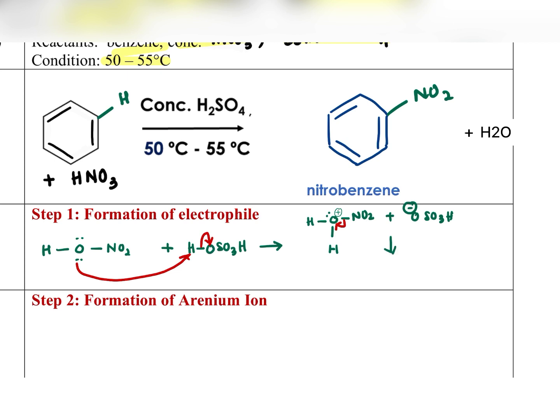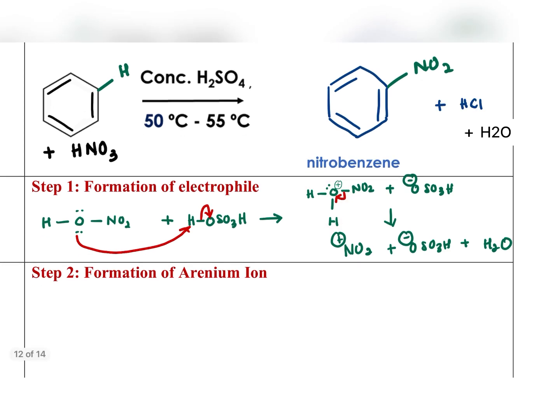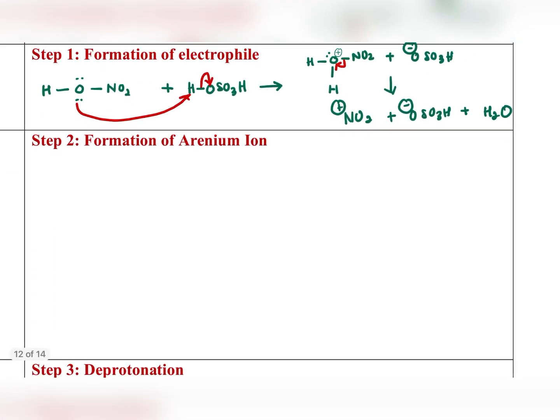So you will get NO2 plus, and then plus OSO3H minus plus H2O molecule from here. Alright, so next step is formation of arenium ion.